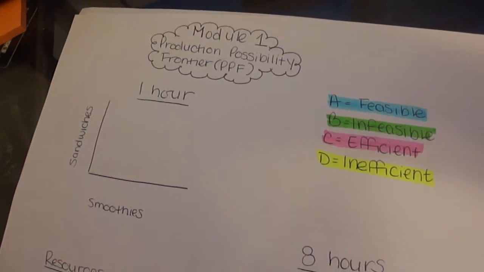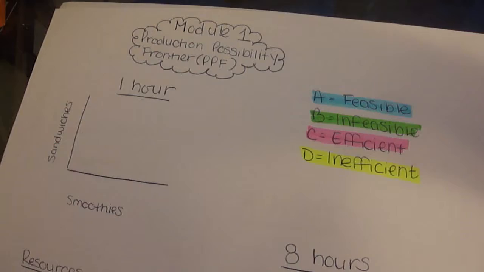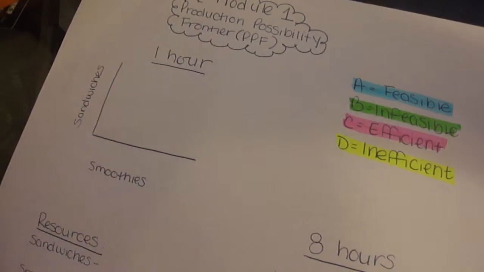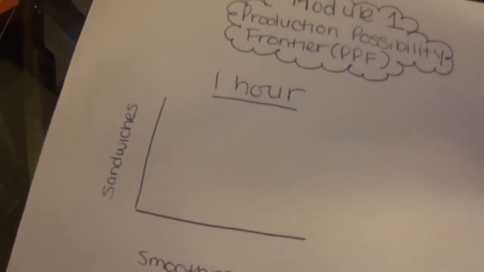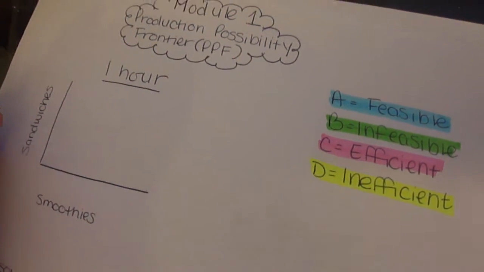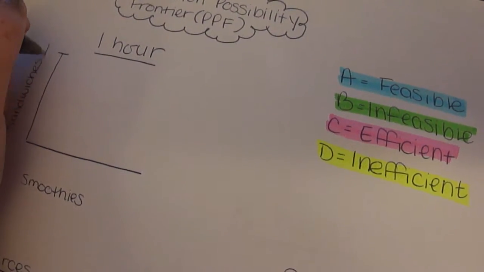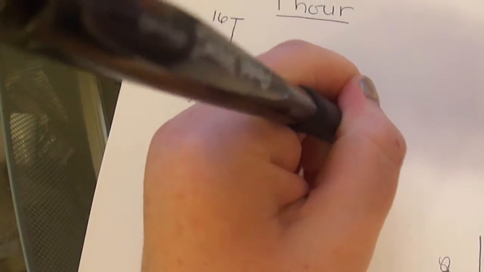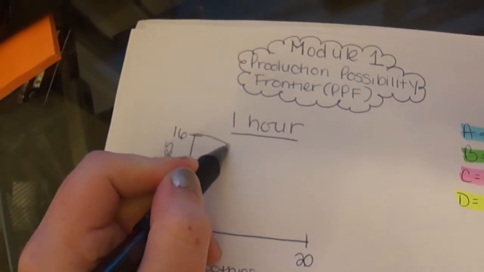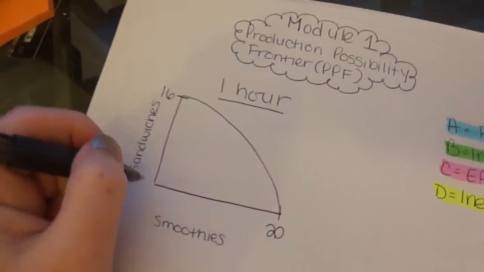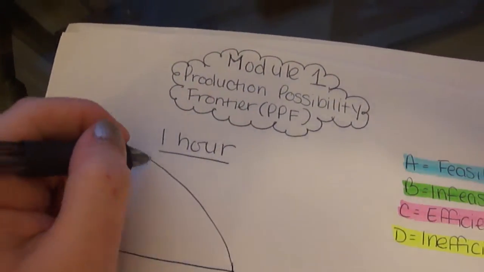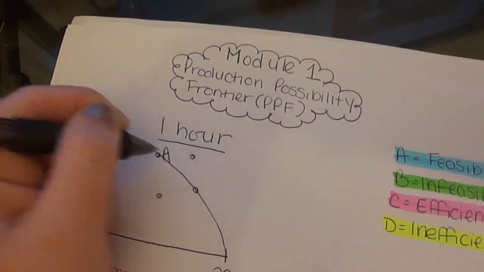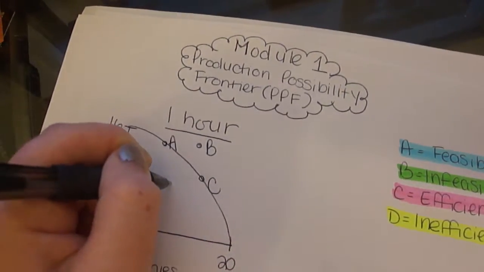Okay, so this is my Module 1 Production Possibility Frontier, PPF. The two goods I chose that I can produce are sandwiches and smoothies. In a 1 hour period, I can make 16 sandwiches and 20 smoothies. So when we draw our curve here, we can put our points. And I'm going to go ahead and label this A, B, C, and D.